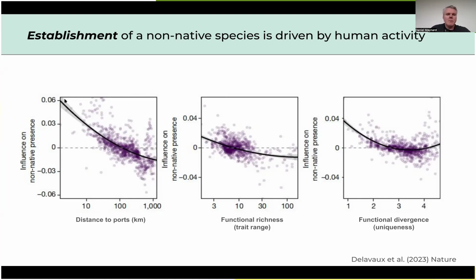But as you notice by looking at this, we actually see that functional diversity, and here it's decomposed into two different components, the diversity through the lens of richness, the range of traits that species exhibit, and functional diversity through the lens of uniqueness, so how unique is any individual species, neither of these have a very strong predictive power. Distance to ports has at most about a 6% increase in invasion, and these really vary between 1% and 2%. You have to really squint to even see a relationship here. In fact, we see very little role of native biodiversity in terms of establishment.